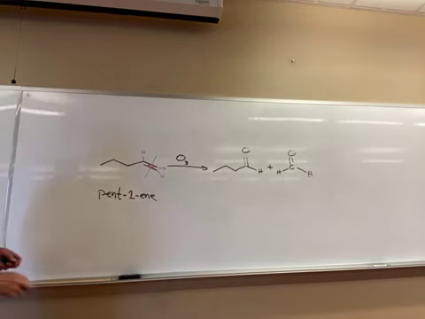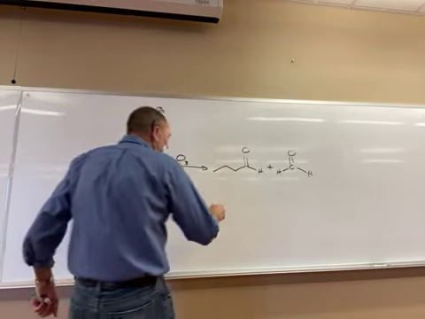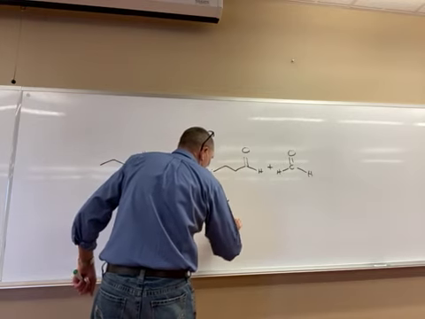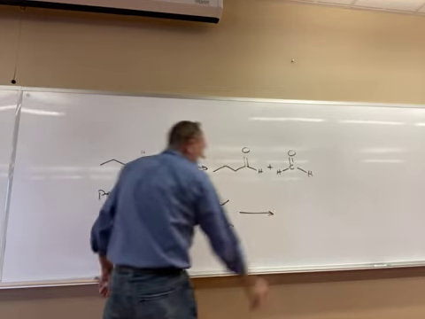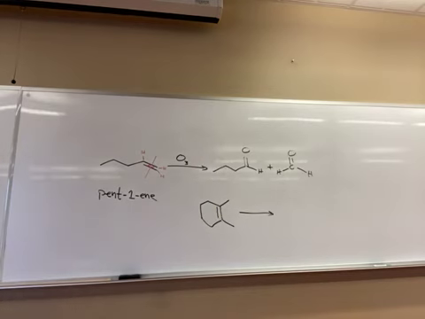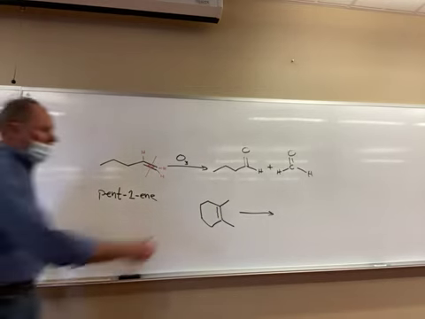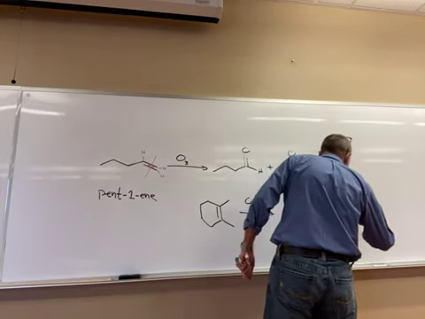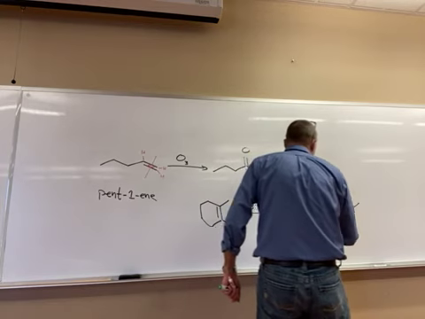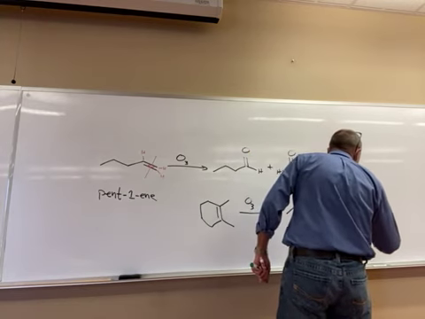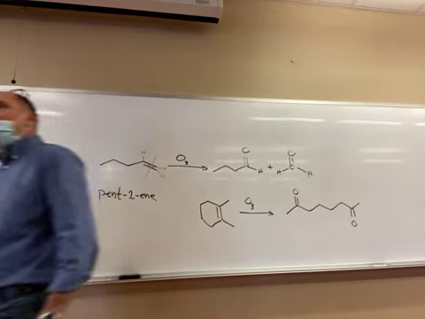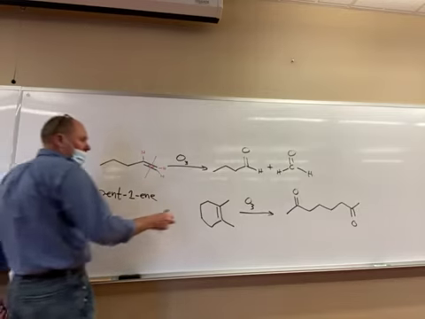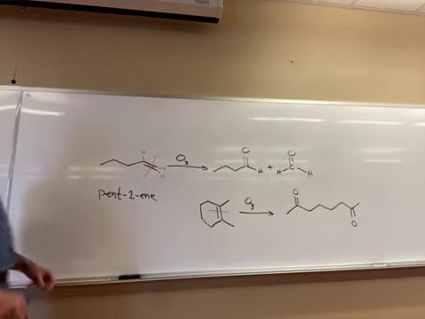Okay? If I took something like 1,2-dimethyl cyclohexene and I hit that with ozone, I get out something kind of cool. I get out a double-headed ketone. Isn't that kind of cool? So again, it's a molecular pair of scissors. It just cuts right through the alkene, right?